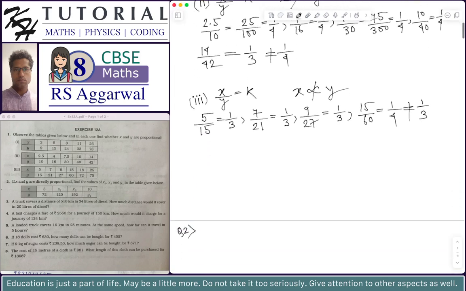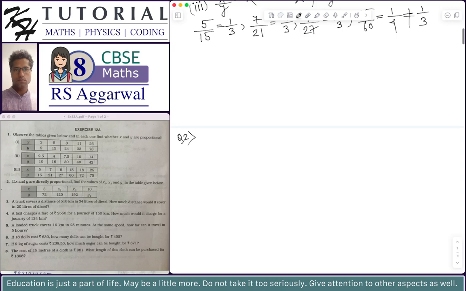Okay, let's do problem number 2. If x and y are directly proportional, find the values of x1, x2 and y1 in the table below. Since it is already given that the quantities x and y are in direct variation, the ratio x by y must be a constant, which is the constant of proportion.